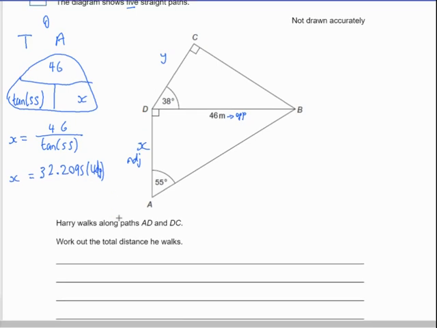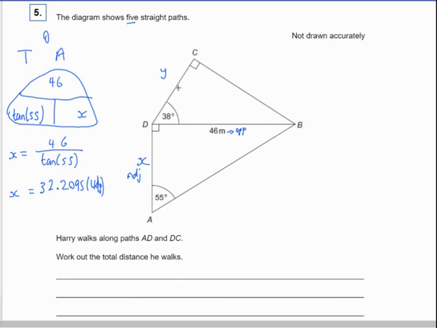And then now I've got this second right angle triangle. I'm just going to draw it again over here. You'll see why in a moment. The right angle's here. So that 46 is no longer the opposite. It's now the hypotenuse in this other right angle triangle. We've got this 38 degrees, and then we've got y over here.